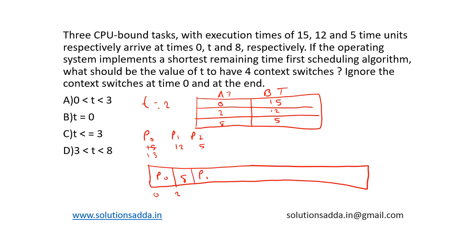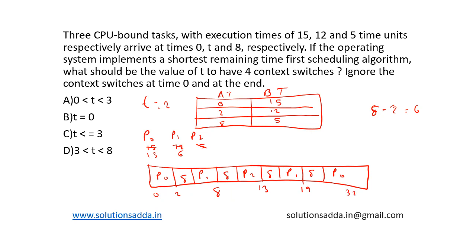Now P1 runs, till 8 units of time when another process comes, with a burst time of 5. So P1 has 12 minus 2, that is 6 units left when it is switched. The next context switch happens, so P2 will run till 13 units of time. After this is over, P1 would be running, so another context switch happens. P1 would run till 19 units of time. Then another context switch happens, and P0 would run till 32.